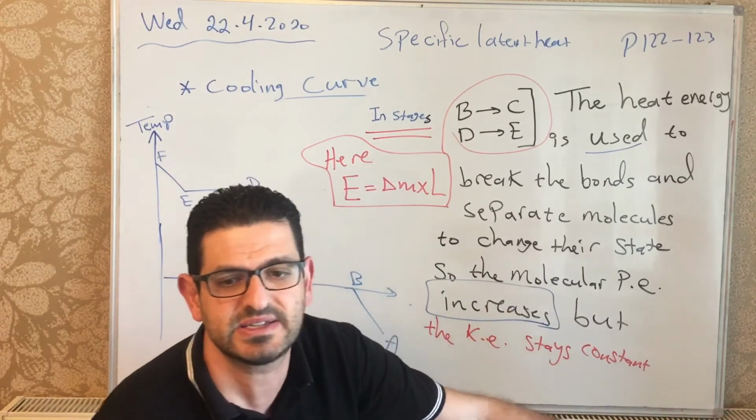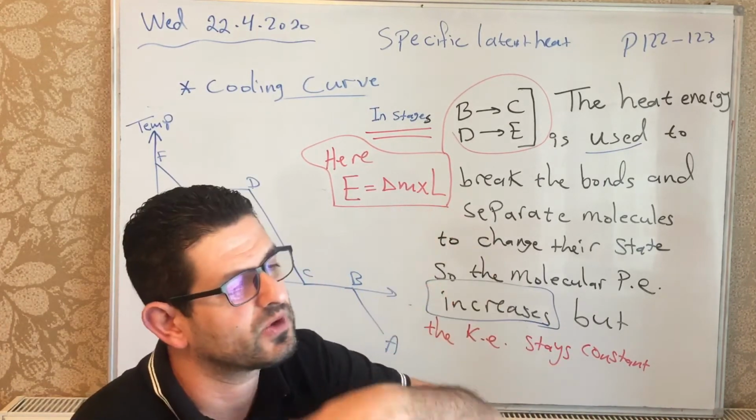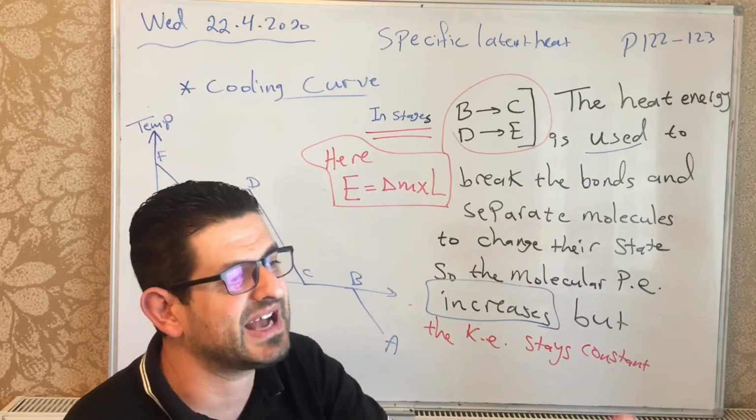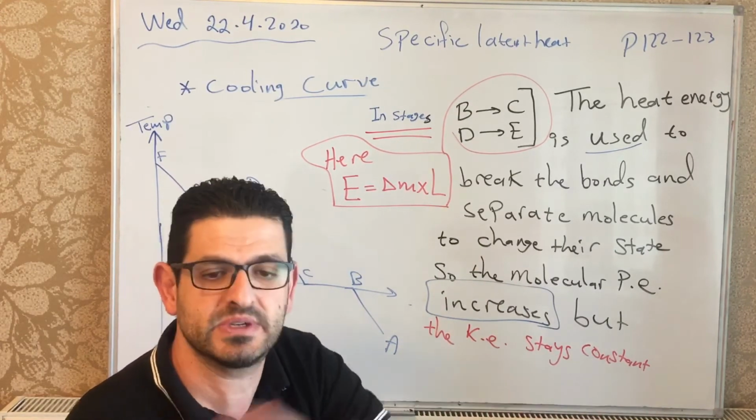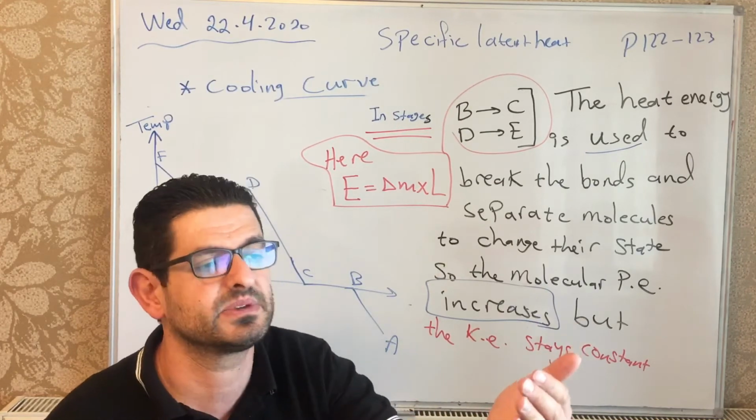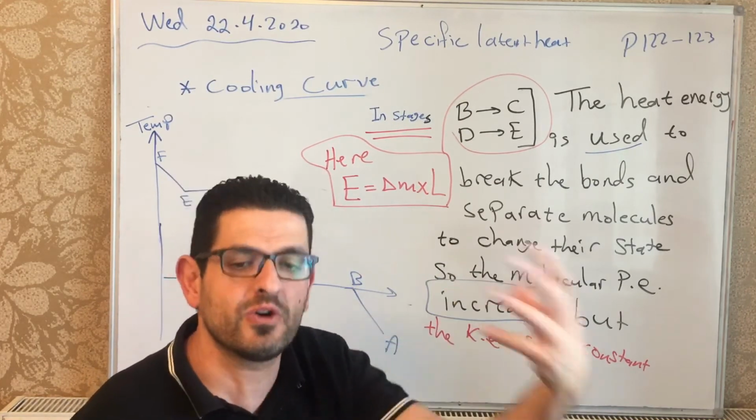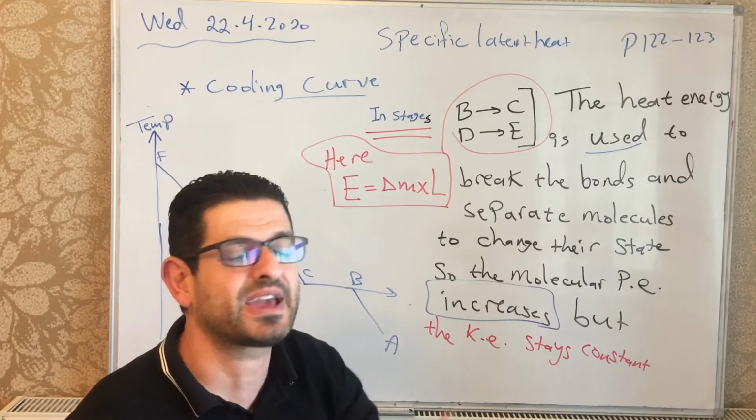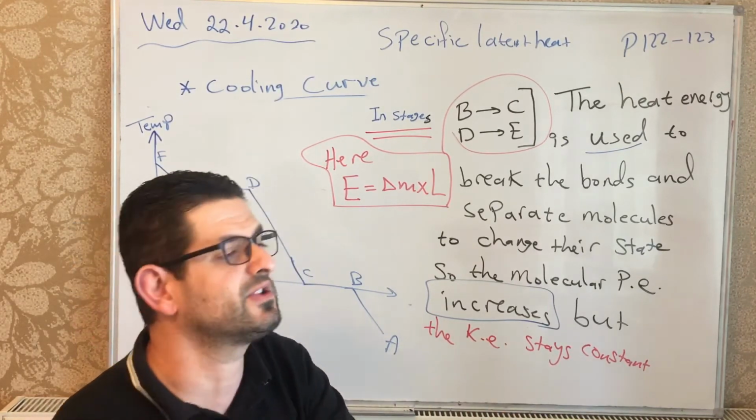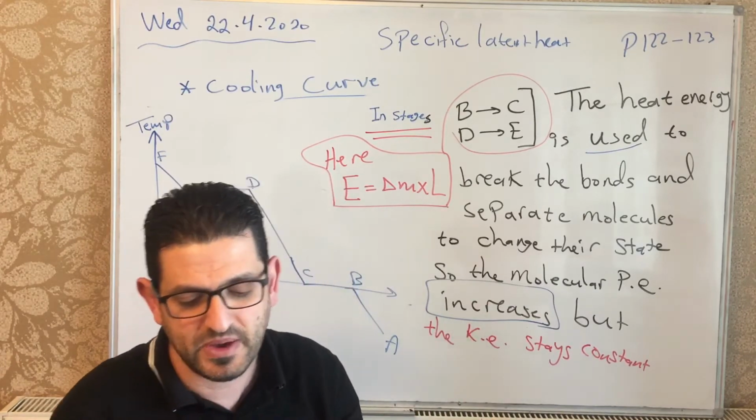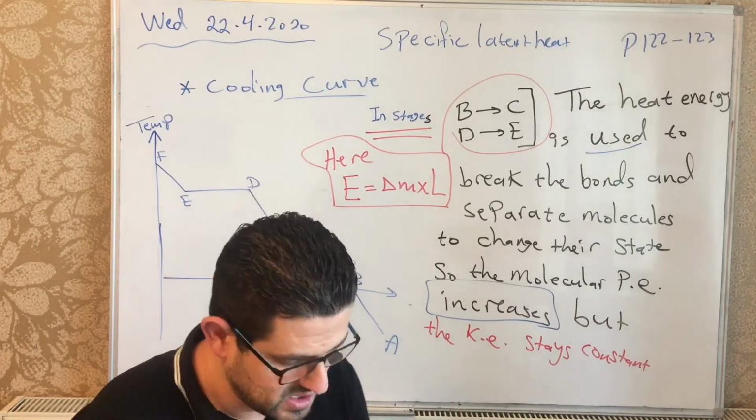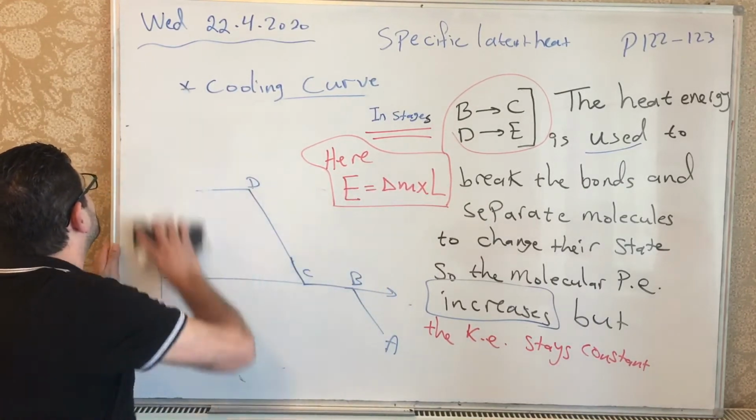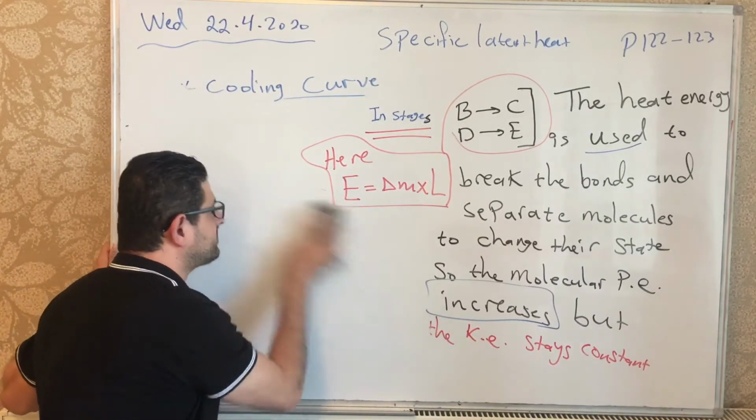The kinetic energy stays the same. Same talk exactly. Calculations are exactly the same. So I don't want to write it because it's exactly the opposite. Instead of increasing, it becomes decreasing. Instead of being used, it becomes released. Instead of breaking bonds, it's building bonds. Instead of separating molecules, it's bringing molecules closer to each other. And that's it. Okay? So this is for the cooling curve.